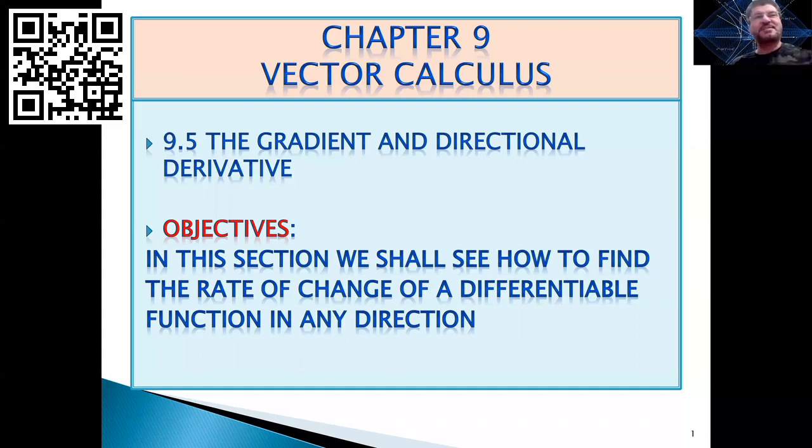Hello, students. Now this is section 9.5, the gradient and directional derivative. So this is kind of an application of 9.4, which is the partial derivatives, and even the previous sections when we talked about velocity and speed. So we're going to repeat this one now in a different style.